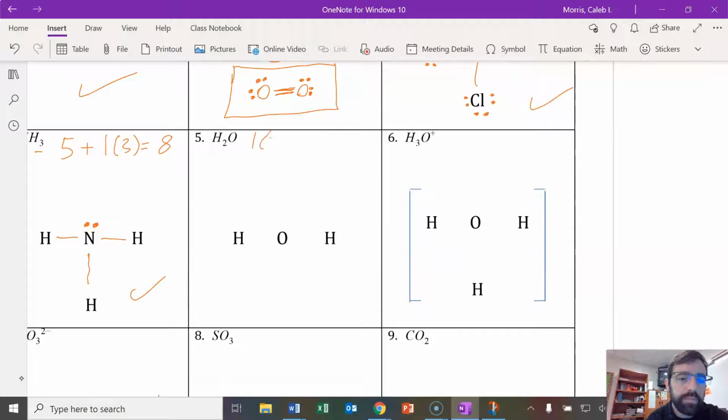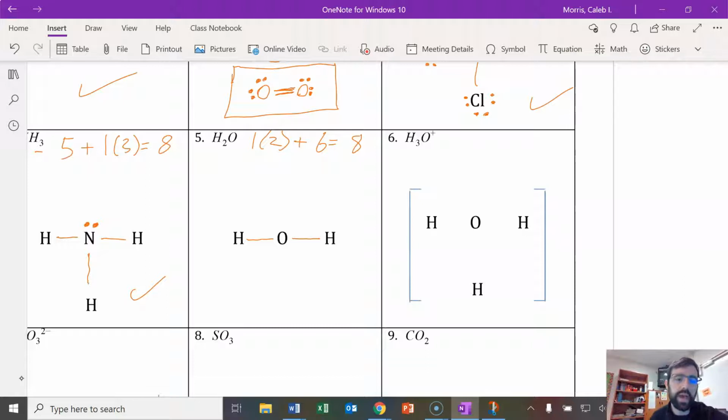Okay, let's look at H2O, or water. 1 times 2 plus 6, and don't forget to do your count, even if you think you know what the structure looks like. Okay. 2 plus 6 gives you 8. So we have a single bond connecting them. We've got 2, 4. Hydrogen only wants 2 electrons. So our outer atoms are happy.